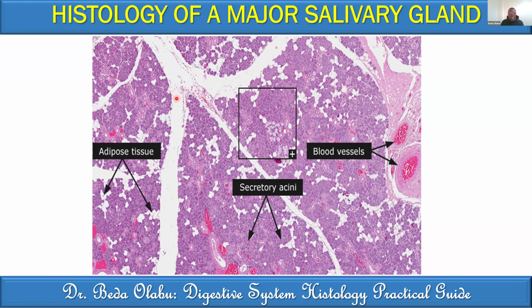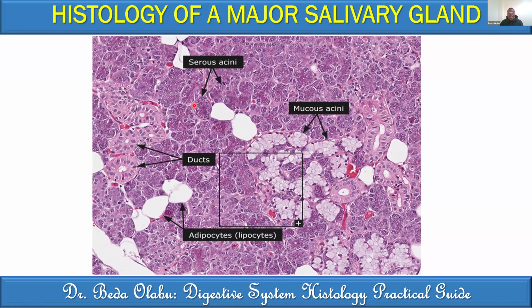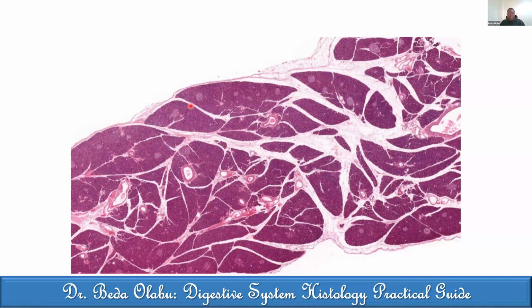So I've already told you that salivary glands will be lobulated, and that when you look at the parenchyma, we expect to see an acini arrangement, which can either be serous, mucus, or seromucus. So with that in mind, I want us to now try to identify the three major salivary glands. And I'll start with this slide.